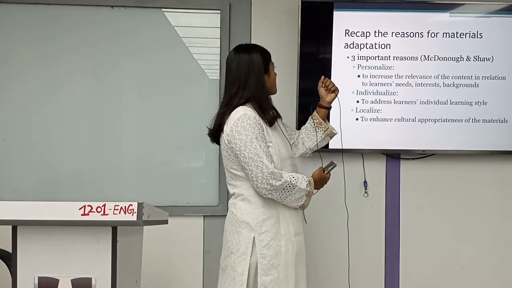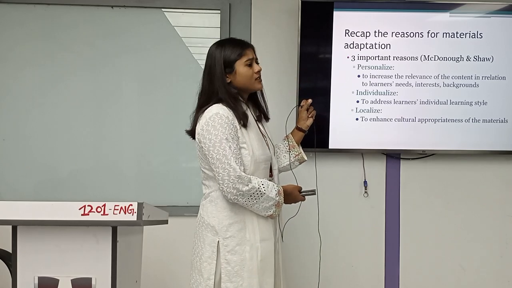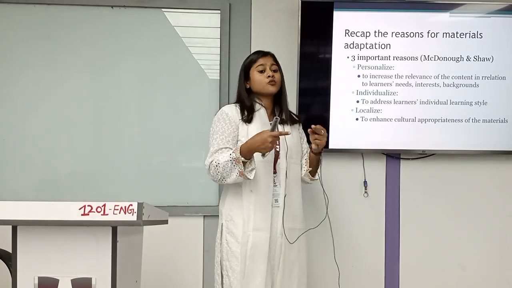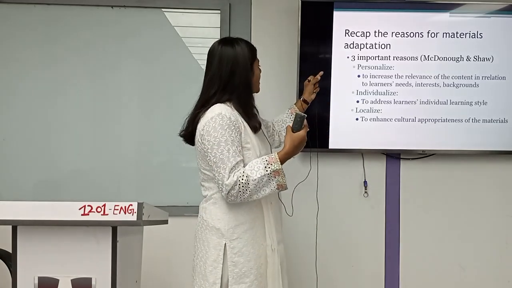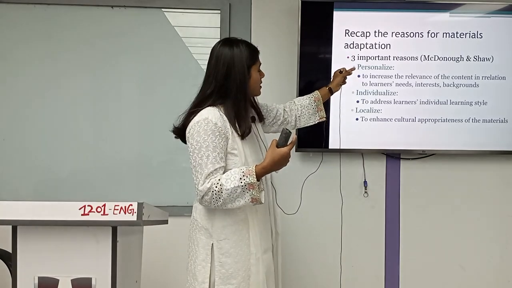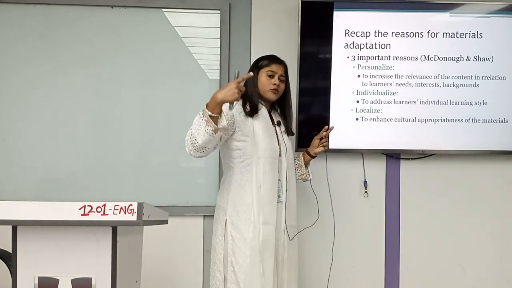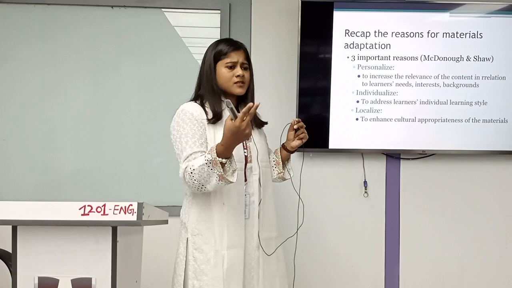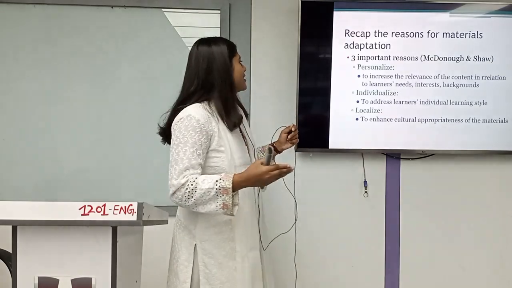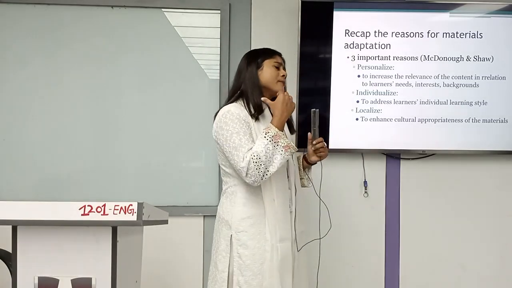So, there are some reasons for material adaptation. Why we adapt the material according to the situation. Why? Three important reasons. McDonald and Shaw. He has his book. There are two writers of the book. I will be sharing this book with you in your group. Okay? There is a singular chapter which is only written on materials, how to adapt a material. So they are saying that there are three important reasons why we adapt that material.